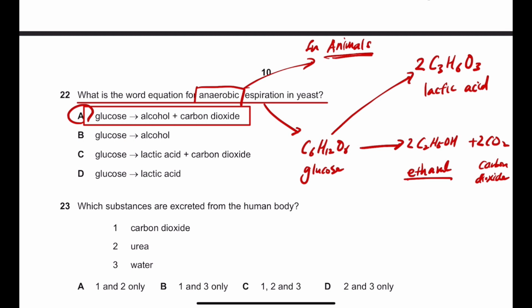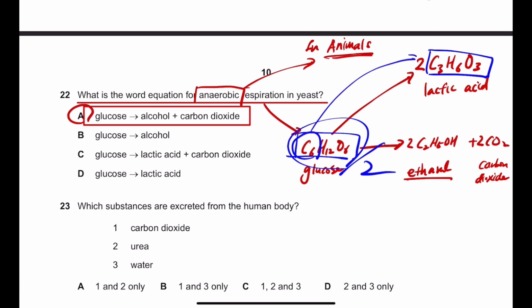The easiest way to remember this is that the formula for lactic acid is exactly the half of glucose. So C6 turns into C3, H12 turns into H6, O6 turns into O3. And you just have to add 2 in front. And that's lactic acid. Okay?